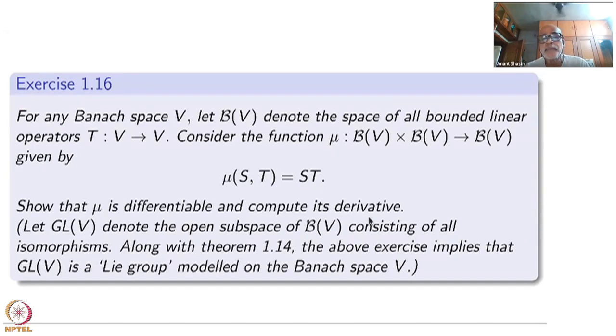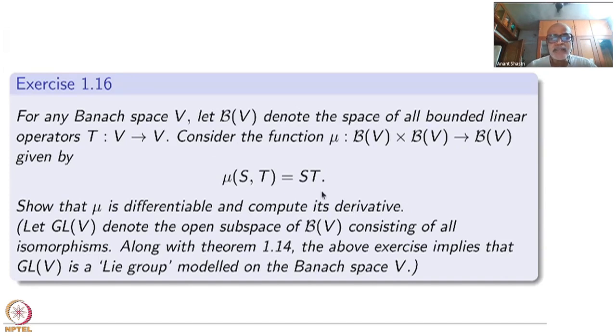What is more important is that this is a differentiable group, or what you call a topological group. It's more than a topological group. Namely, the multiplication mu from BV cross BV to BV, mu of (S, T) equals ST, this itself is differentiable. Taking inverse is differentiable, we have seen. But that makes it what is called a differentiable group, or what is called a Lie group, except that the word Lie group is used only for manifolds. This is what is called a Banach manifold, okay, modeled on a Banach space. So if you want to study Banach Lie groups, this is the starting point.